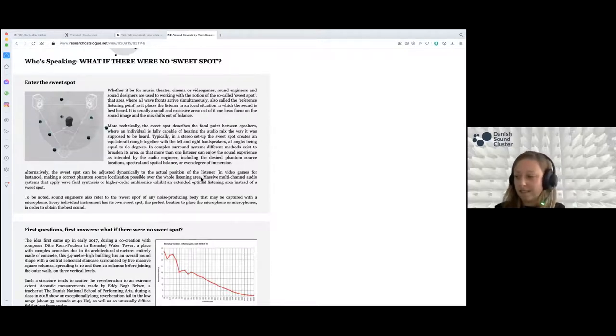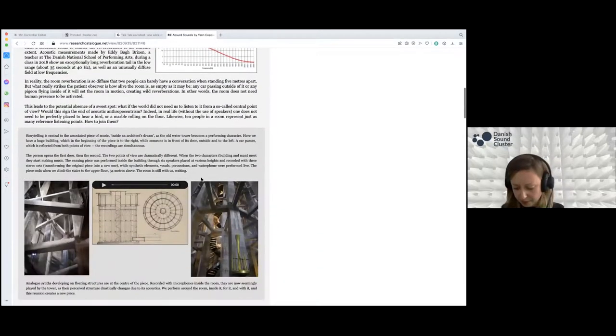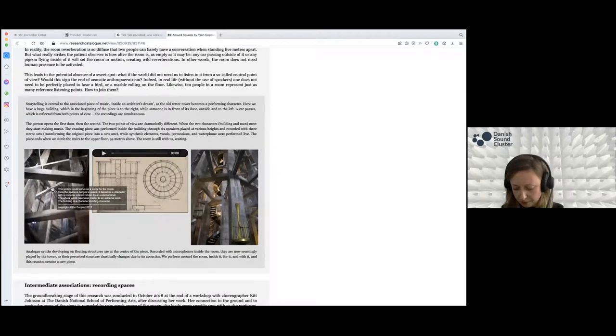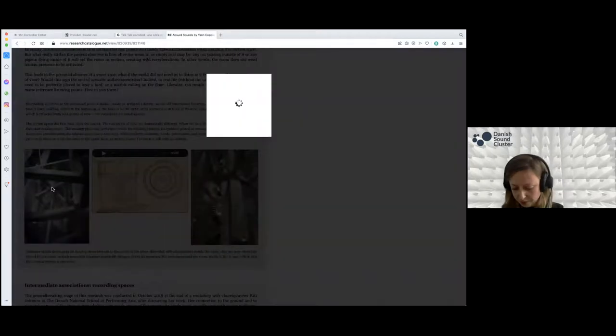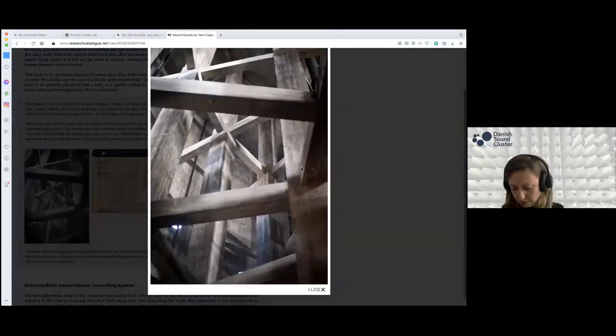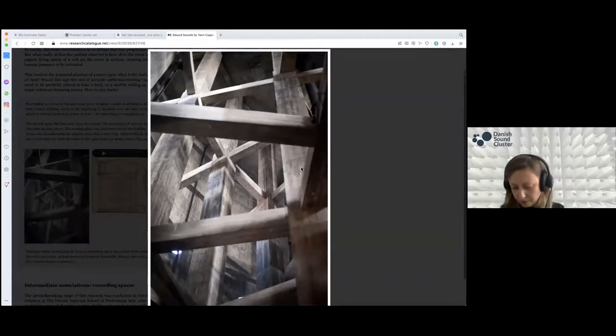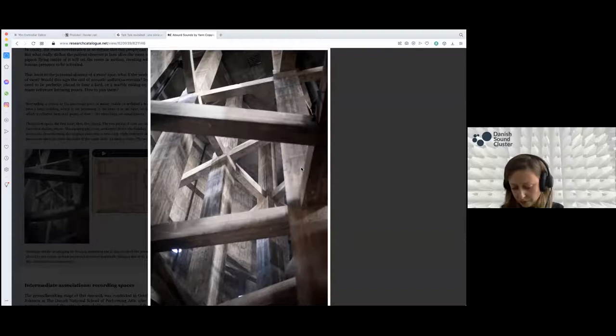So I went into different places and studied some complex acoustics, and you can see that, for instance, this big tower, the water tower in Brønshøj next to Copenhagen, has this crazy acoustics with more than 30 seconds reverberation in the low end.